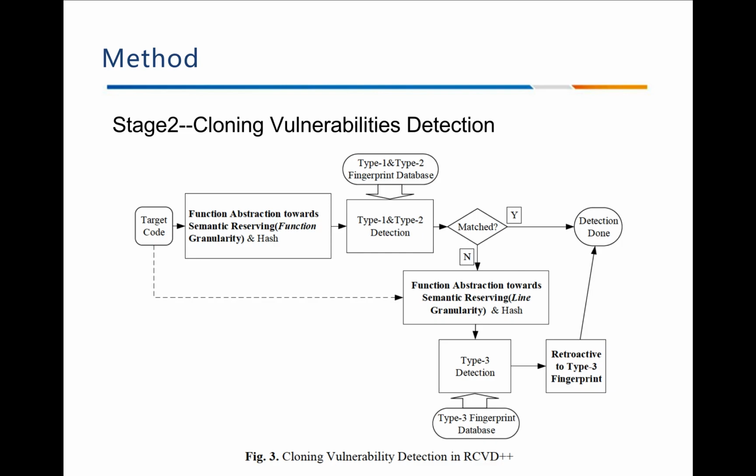If the match is successful, a detection result will be generated directly. Otherwise, the Type 3 clone detection will be performed. If the target code matches the Type 3 fingerprint successfully, RCVD++ will trace the Type 3 fingerprint back to figure out whether the code is patched and outputs the detection result.